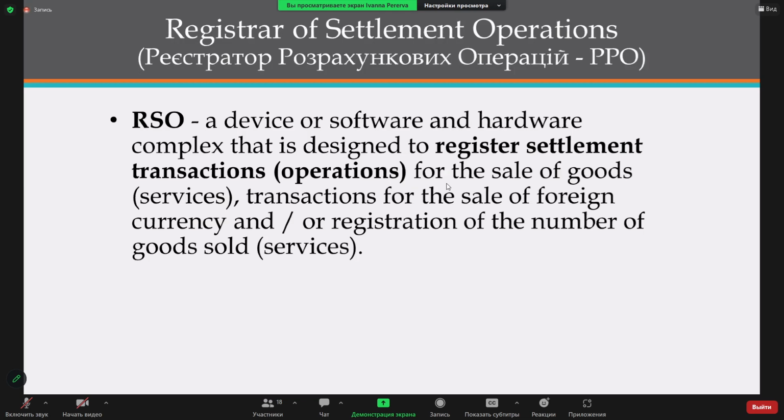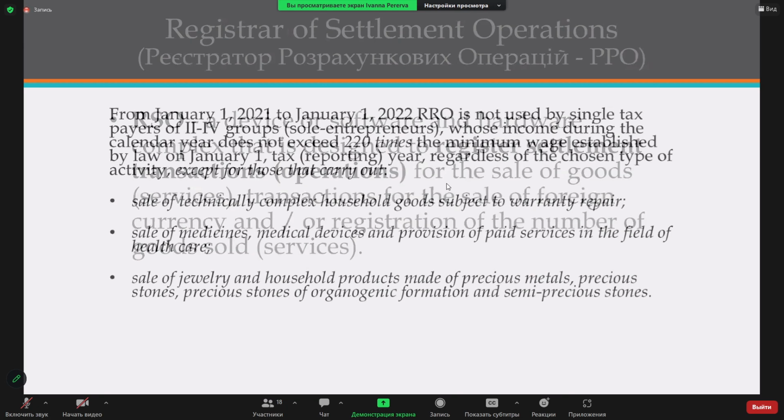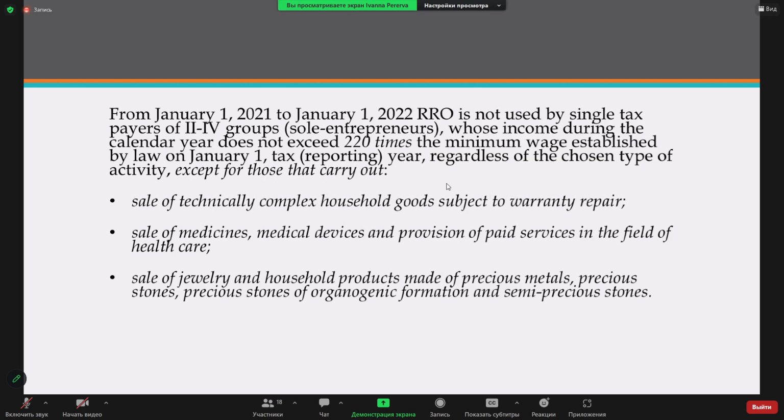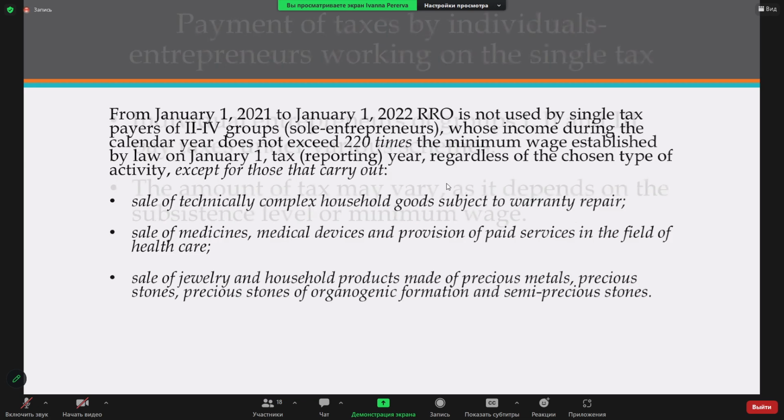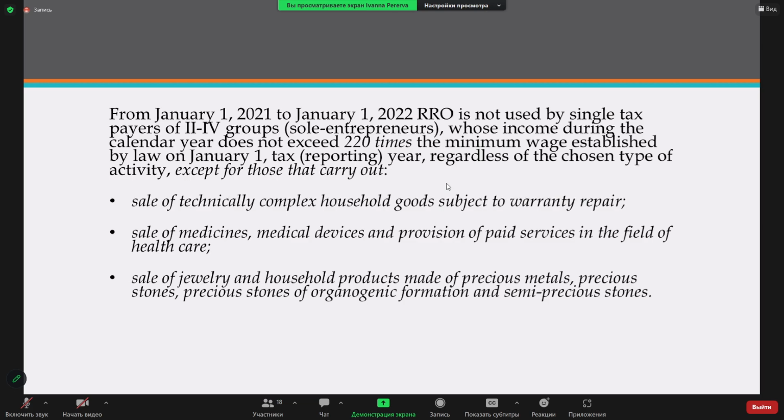It's a special device or software that is designed to register all your settlements, all your transactions for the sale of goods, currency, and so on, or offering your services. And now, as an entrepreneur, you have to use this RRO. Who can use this RRO you can see here, and who doesn't have to use it or it's not strictly recommended to use. I will not read it, just for general information.